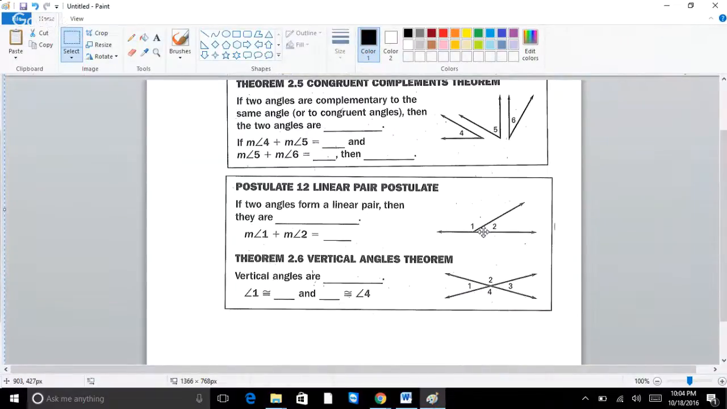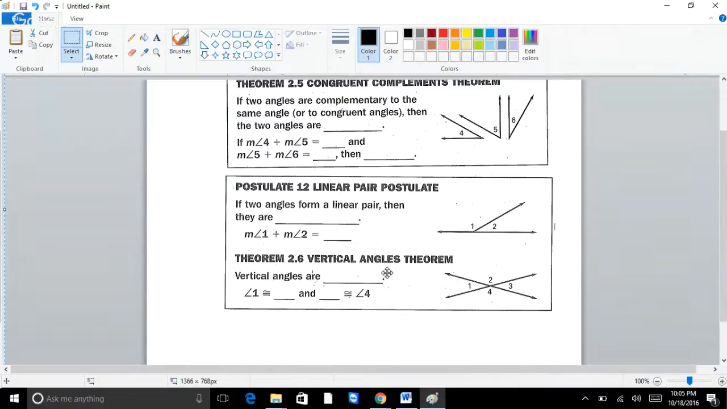Okay, so we're going to talk about postulate 12 and theorem 2.6. So these are building even further on the idea of supplementary and complementary angles and the definitions of those. So if you remember when we talked back in chapter 1 about supplementary angles, there's a special kind of supplementary angle, and it's called a linear pair. So a linear pair looks like this diagram right here, right? It is 2 supplementary angles. They add up to 180 degrees, and they're next to each other to form this line.